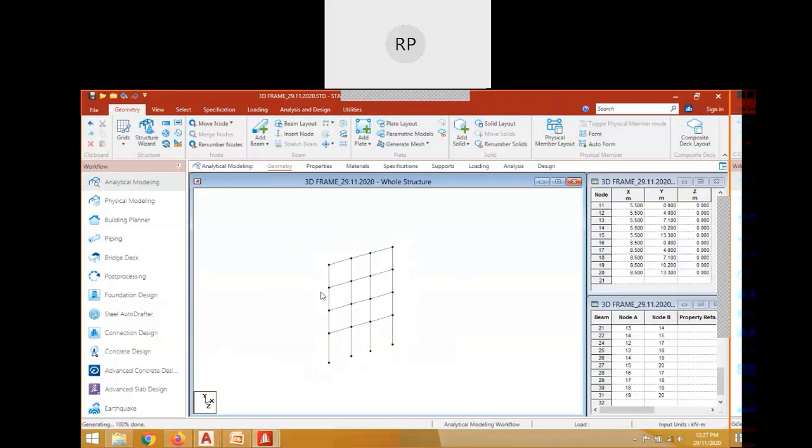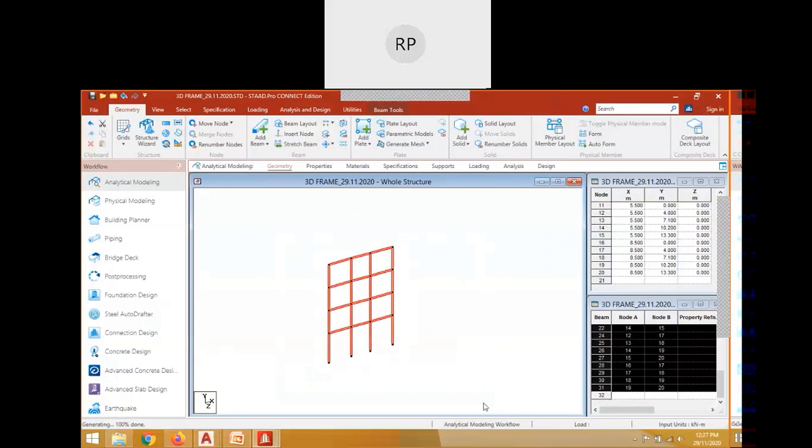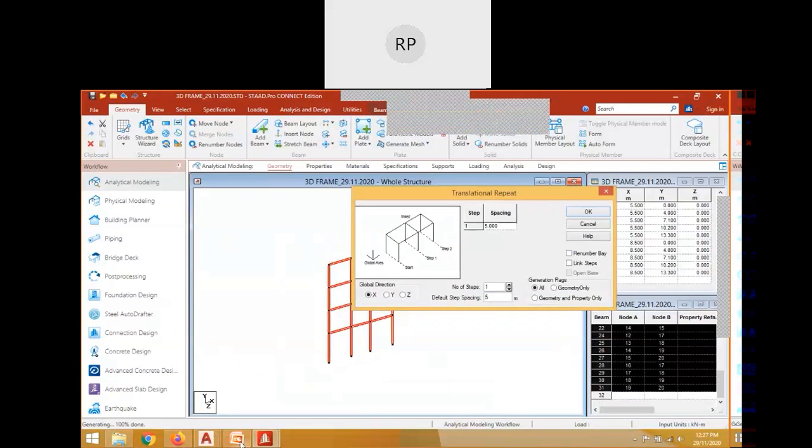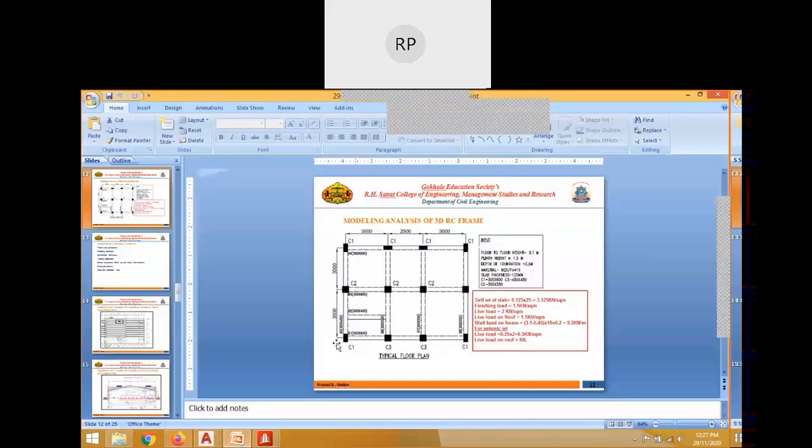Now the same geometry I'm going to repeat along z direction. So for that, again I will just keep this window like this. Now all beams and columns are selected, and I want to replicate this along z direction. Again, the same command I'm going to use, which is translational repeat. Again, how many steps do you want, right?